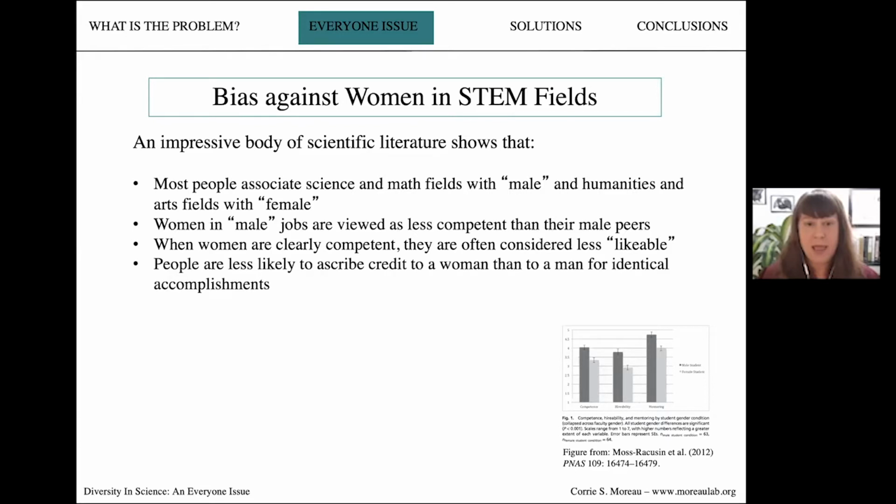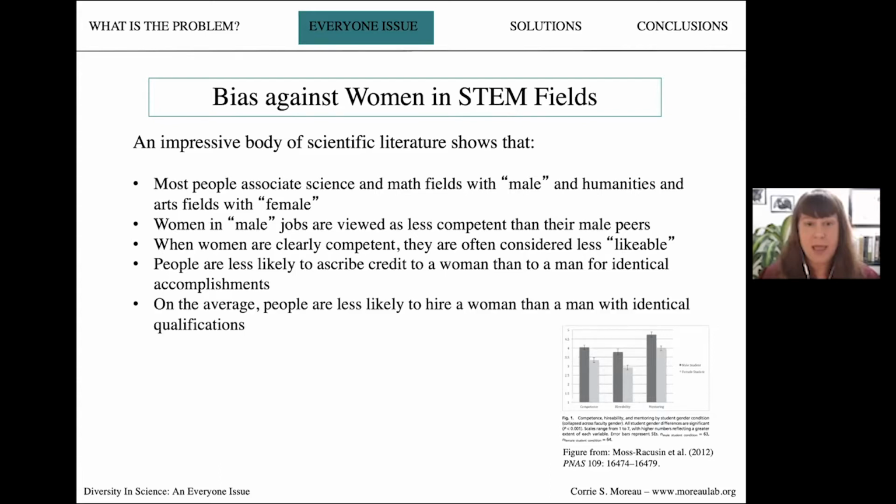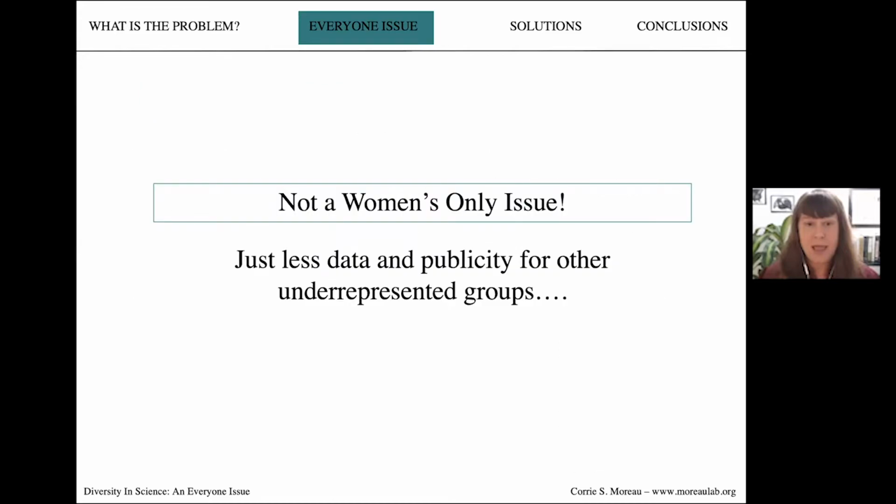People are less likely to ascribe credit to women than to a man for identical accomplishments. And on average, people are less likely to hire a woman than a man with identical qualifications. I'll actually go into some examples of that later on. So I would argue that this is not a women's only issue. It's just that we have more data and publicity than for other underrepresented groups, but there is some literature out there that does address some of these other underrepresented groups.